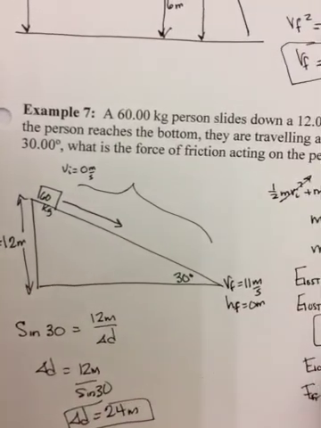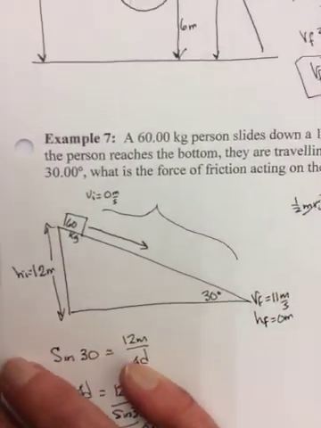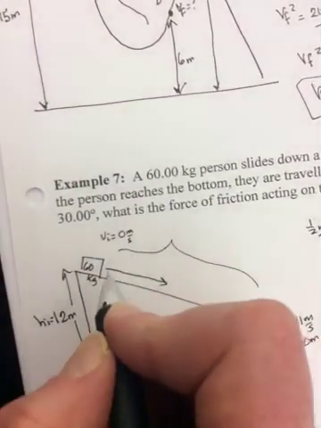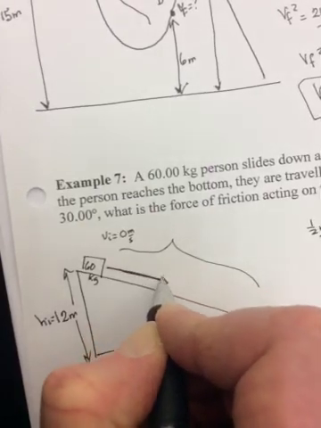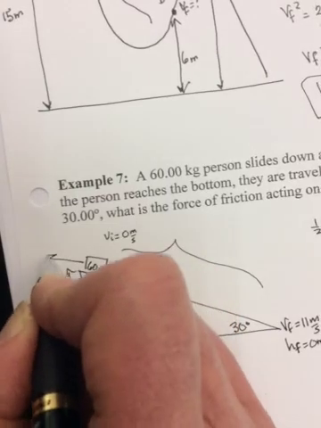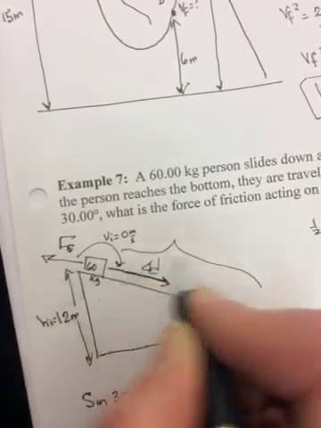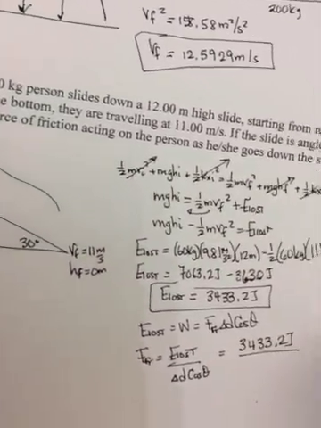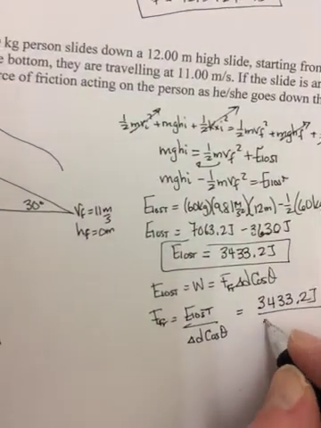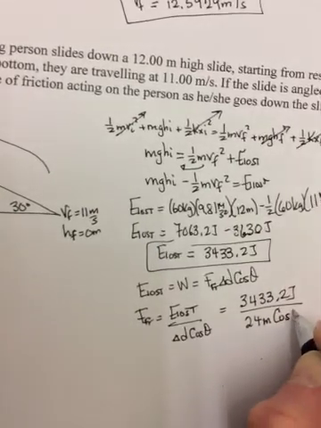Okay, now the other question is, what's the angle? Just because I gave you 30 degrees does not mean that that's the angle. This is the direction of motion. This is your delta d. What way is friction acting? This way. What is the angle between them? 180 degrees. So down here it's going to be 24 meters times the cos of 180.